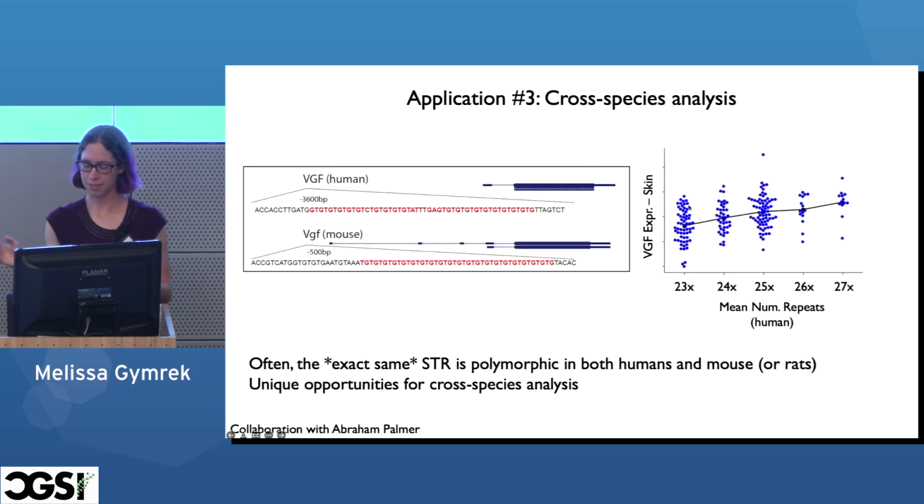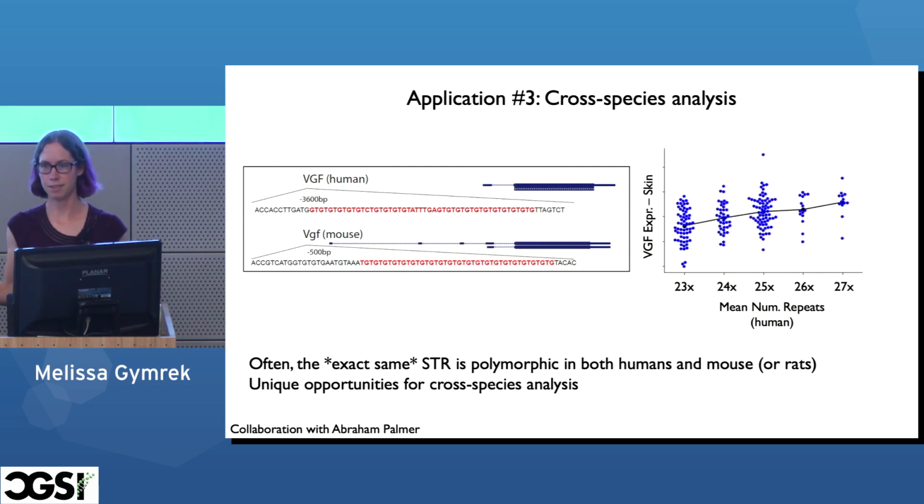One more cool application that is again STR specific is that most of our work so far has focused on humans, but we're now branching out, thanks to a collaboration with Abe Palmer at UCSD, to look at other species. One thing we realized is that sometimes you can take the exact same STR that was polymorphic in humans and find it in another species, like mouse or rat. For example, in Huntington's, there's a CAG repeat, and there's also a CAG repeat at that location in other species. Here's an example of one of our ESTRs that we had identified in humans.